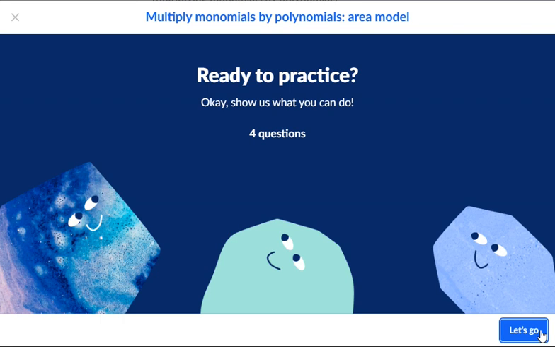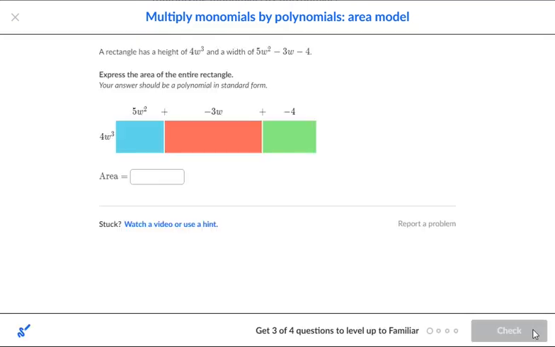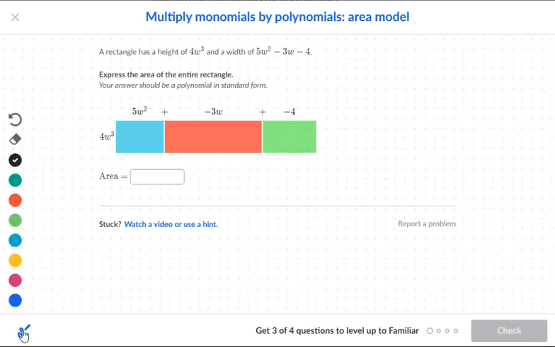Multiply monomials by polynomials, area model. Okay, so what you want to do is find the area of a rectangle. And the area of a rectangle is length times width. So we come over here and we say area is equal to length times width.